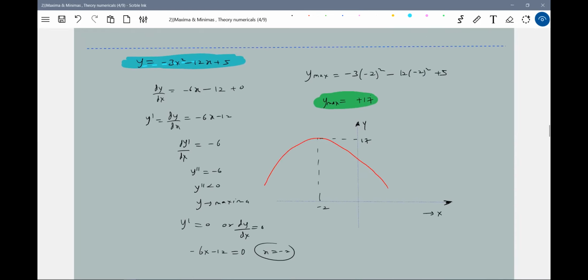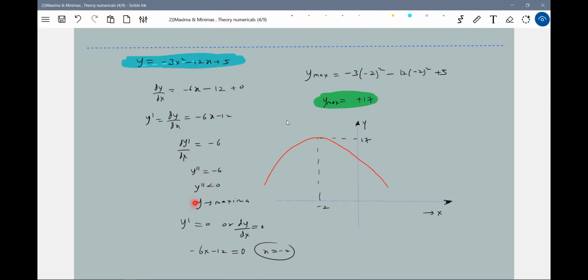Let's take one more example. Minus 3x square, I'll solve this, the derivative of this. The first order derivative is minus 6x minus 12. I'll differentiate again, I get minus 6. So what is y double dash? It is less than 0, so therefore maxima should exist here.